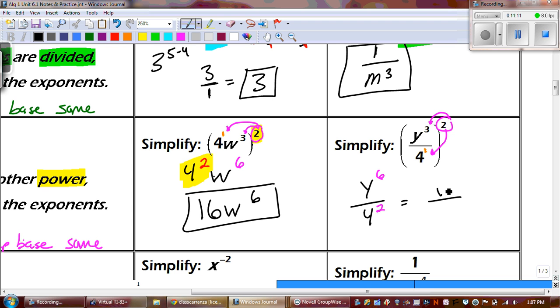I can't simplify the top. Y to the 6th is just y to the 6th. I don't know what y is, so I can't change anything. Okay, and then 4 squared we just did is 16. So we get y to the 6th over 16.